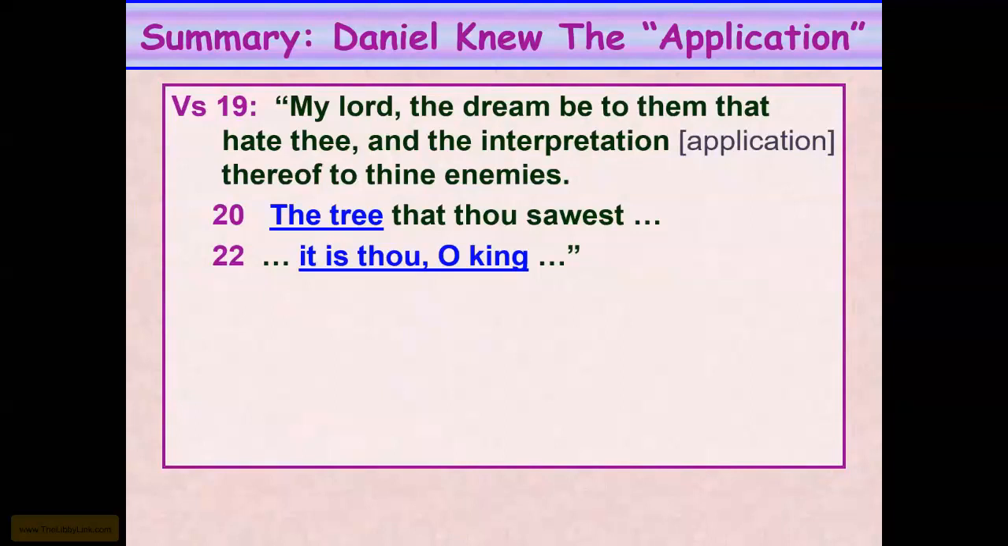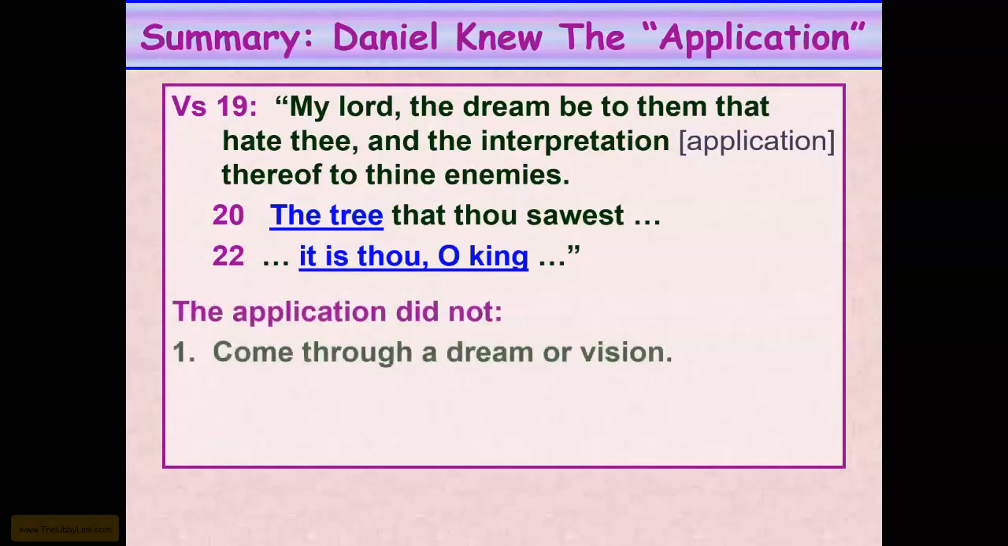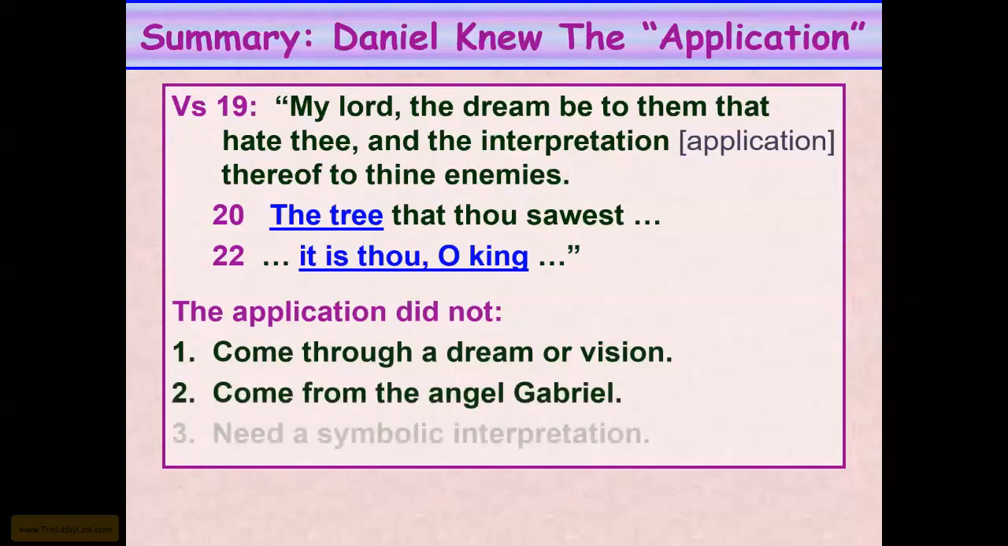"My Lord, the dream be to them that hate thee, and the interpretation thereof to thine enemies." Notice Daniel uses the word interpretation when a better term for today would be application, but he is responding in the same terminology as the king. He goes on to say, "The tree that thou sawest, it is thou, O king." The application did not, number one, come through a dream or a vision. Two, it did not come from the angel Gabriel. Number three, the application did not need a symbolic interpretation first, like that gold head in Daniel 2 did.